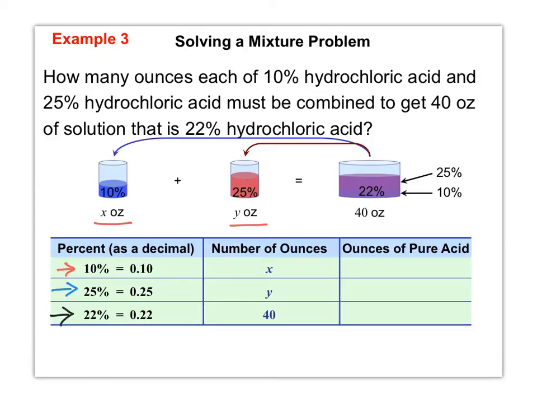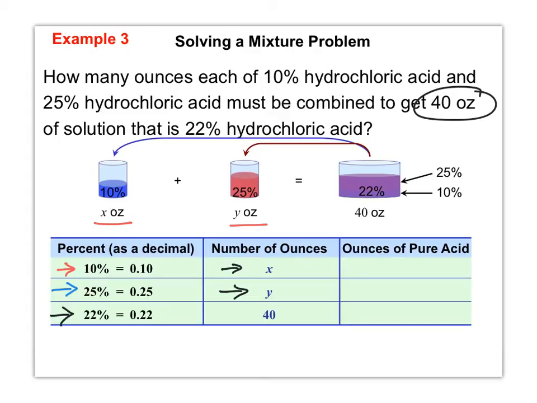of the hydrochloric acid. And that represented as a decimal is 0.22. Now, we're not sure how many ounces of the first percentage, so we're using the variable x for that quantity and the variable y. And we do know that when you add those together, you're going to get the 40 ounces. So that's why the number of ounces of our result is 40.